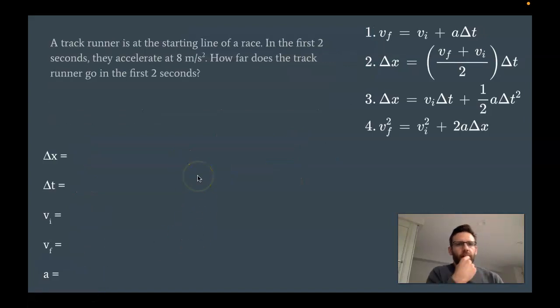Okay, a track runner is at the starting line of a race. In the first 2 seconds, they accelerate at 8 meters per second squared. How far does a track runner go in the first 2 seconds?